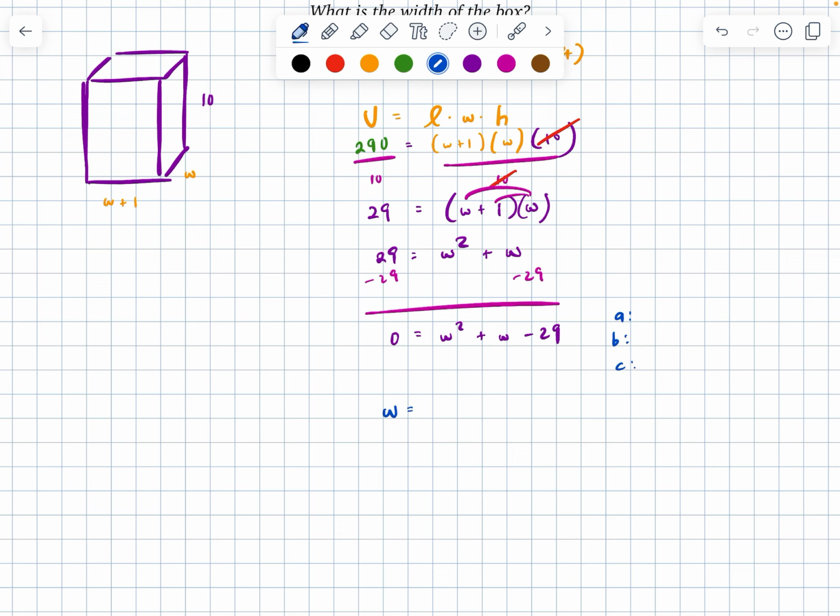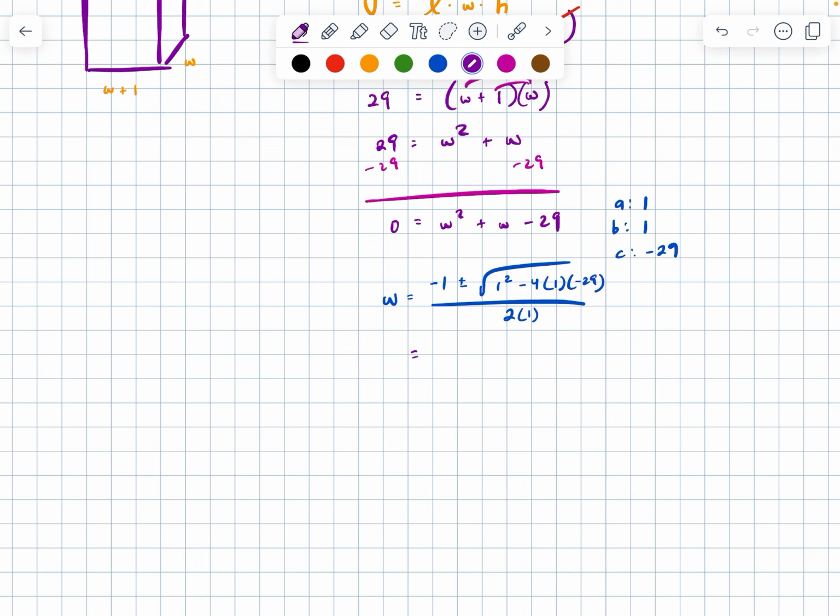I'm also going to make the bold assumption here that you have already committed that quadratic formula to memory, so I hope you don't mind me omitting writing it out here. Now, in this problem, my a at the front is 1, my middle coefficient b is also 1, and negative 29 is my constant term, which means using my quadratic formula, the values of w should be equal to negative 1 for b, plus or minus the square root of 1 squared for b, minus 4 times a for 1 times negative 29 for c, all over 2 times 1 for a.